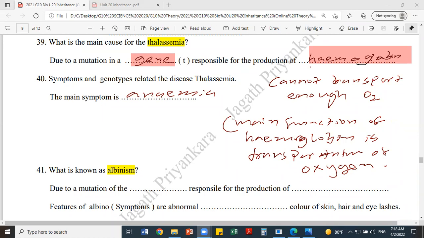Due to the deficiency of iron, remember that when they ask questions from this lesson in the exam, they can ask questions related to other lessons also. They will ask about thalassemia, and then they'll ask about iron. Thalassemia is not due to iron deficiency. Iron deficiency you can overcome: you can take iron tablets or food rich in iron.